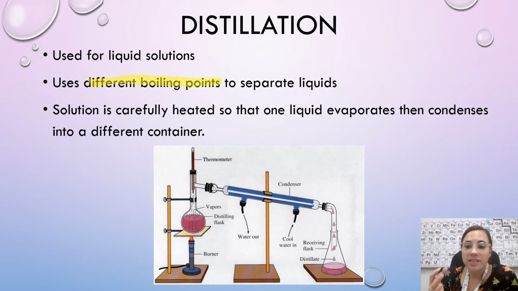So because things boil or vaporize at different temperatures, we can get this liquid to a specific temperature where one of them starts to vaporize. And then once it vaporizes, it will actually travel through the condensing tube where it will condense back into a liquid and fall into this flask. So now what we'll have in this flask is just the one liquid.